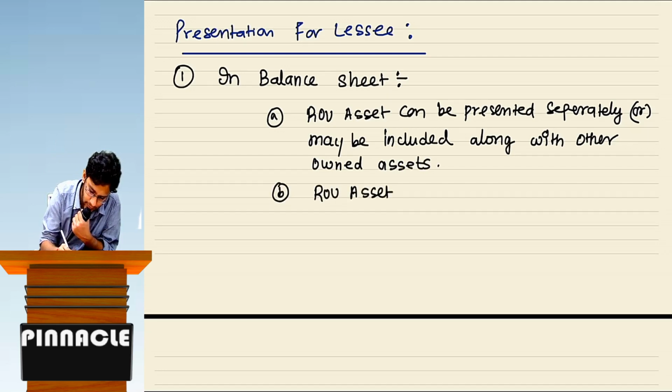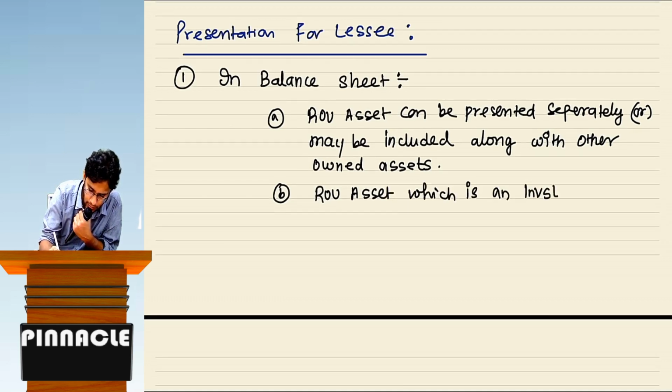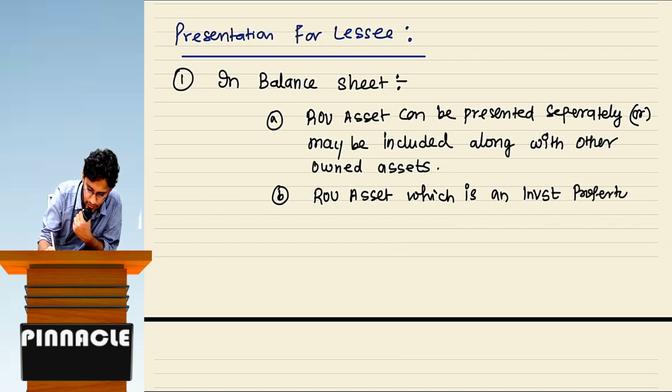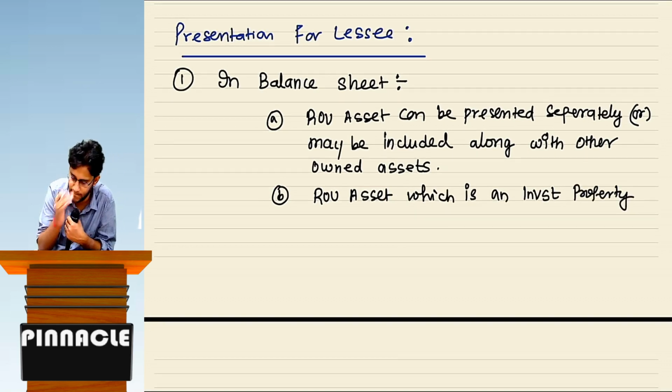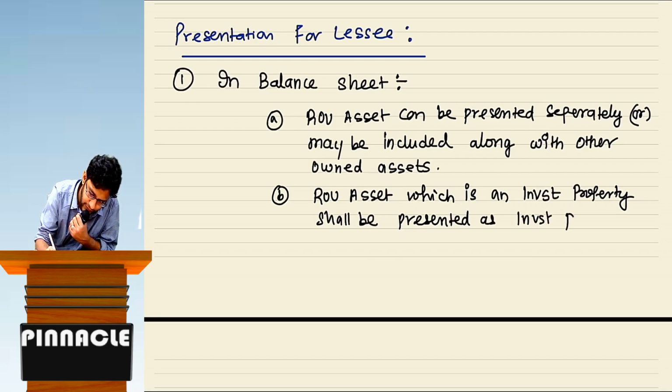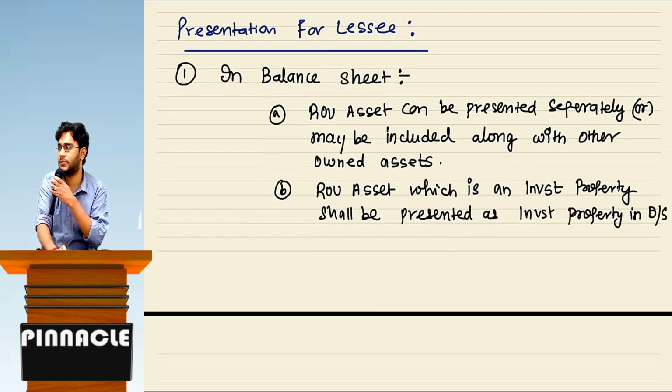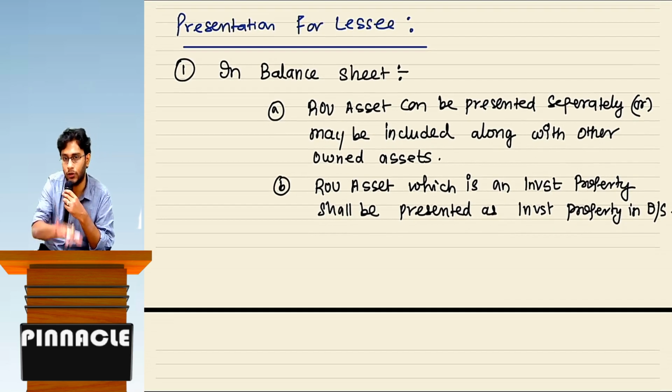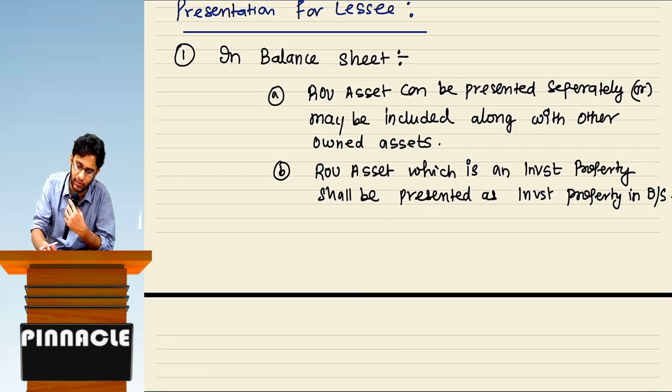ROU asset which is an investment property shall be presented as investment property in the balance sheet. That means don't call it a ROU asset. In accounting you call it that, but in the balance sheet call it investment property only. For other than investment property, both choices are there.